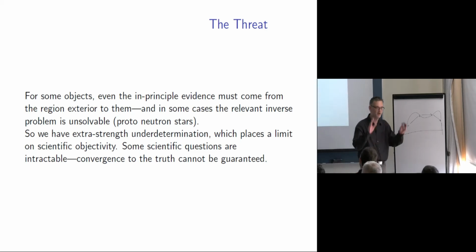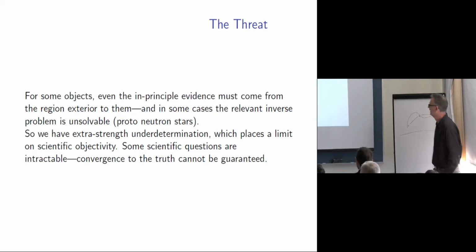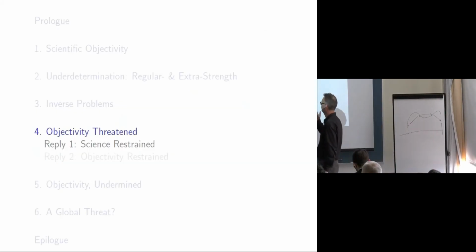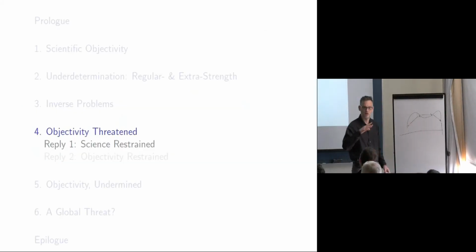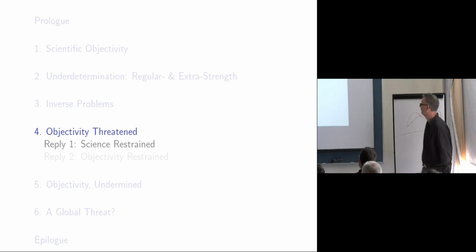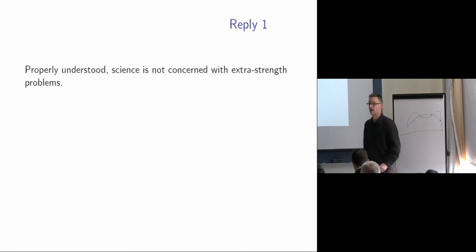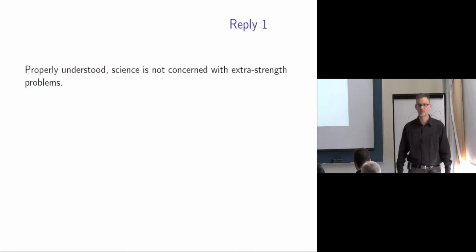Okay, so what are we going to do about the threat? There's two things we could do. We could either restrain science or restrain objectivity to make the threat go away. So here's a first kind of thing that people say. Properly understood, science is not concerned with extra strength problems, problems in which there's extra strength underdetermination.